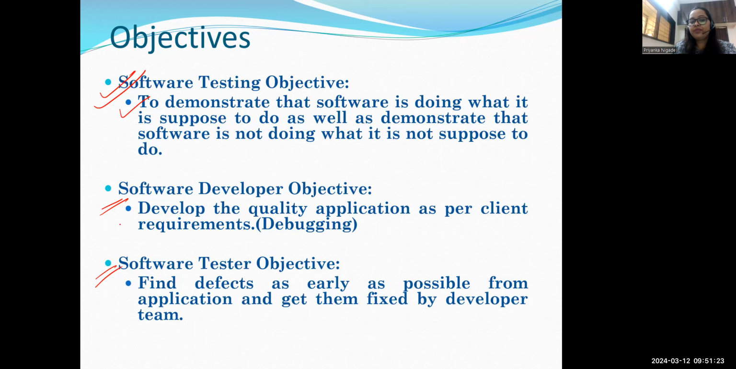So see, develop the quality application as per the client. That's again the objective for a developer. The tester's objective is to find the defect as early as possible from the application and get it fixed by the developer team. Ask a developer to fix it. Debugging is a responsibility done by the developer, not by the tester. Are you getting my point? So these are the small interview topics you need to understand.